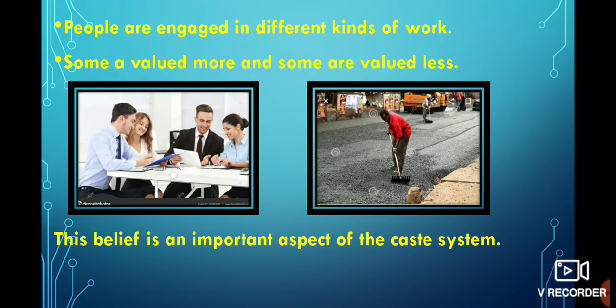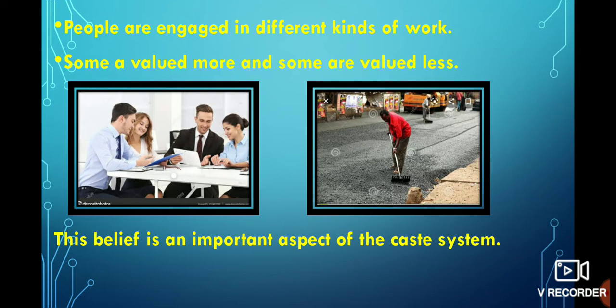This belief is an important aspect of the caste system. So people are discriminating on the basis of work. See, both of them are working. People sitting in the office are also working, and people working on the road are also working. Both of them are working hard. We cannot discriminate against a person on the basis of their work. So this discrimination is an important aspect of the caste system.